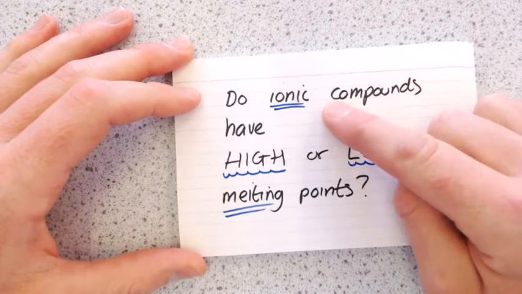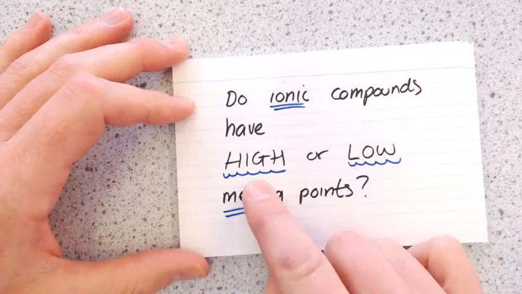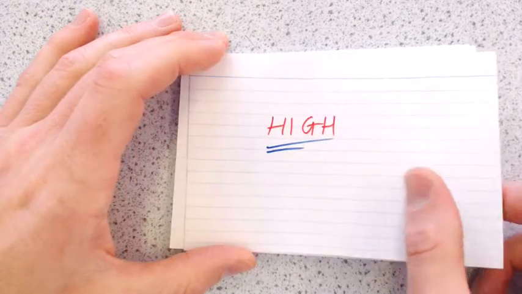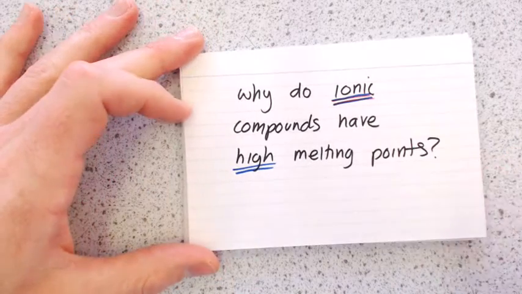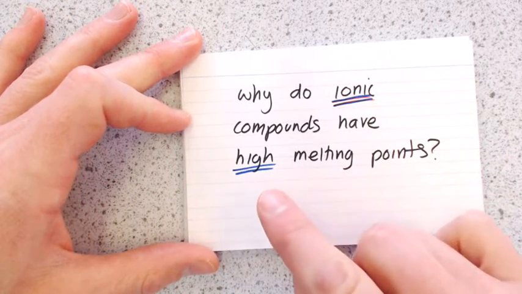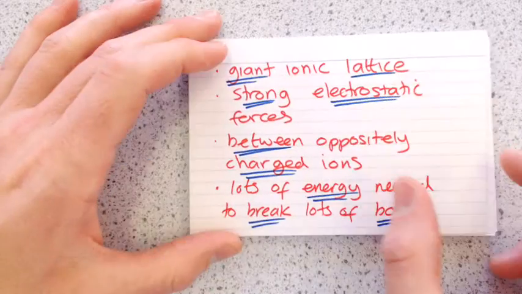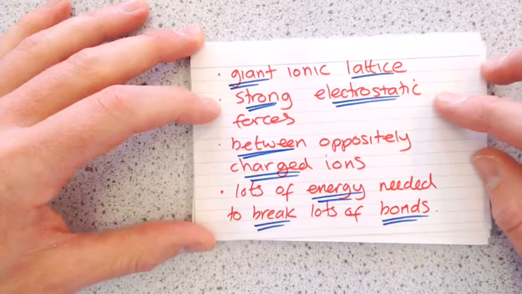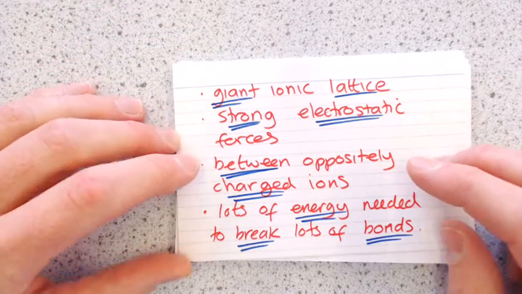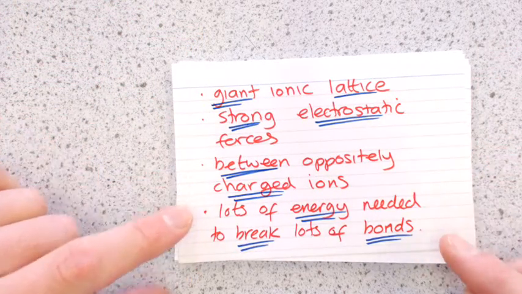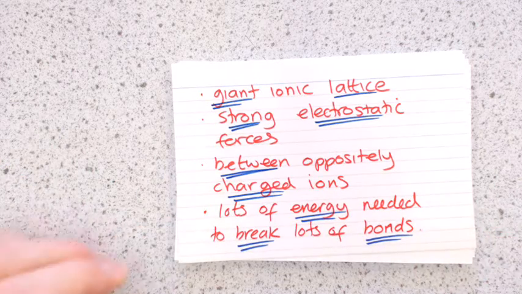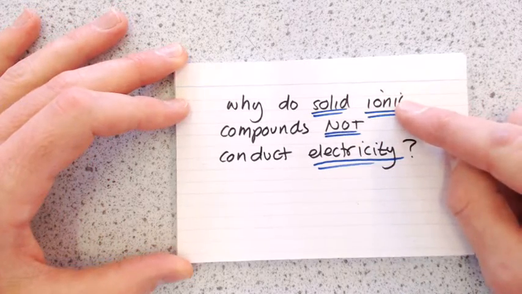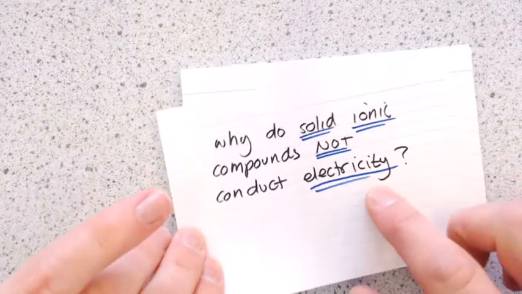Do ionic compounds have high or low melting points? The answer is high. Why do ionic compounds have high melting points? Because they have a giant ionic lattice. They have strong electrostatic forces between oppositely charged ions, which means that lots of energy is needed to break up those bonds.